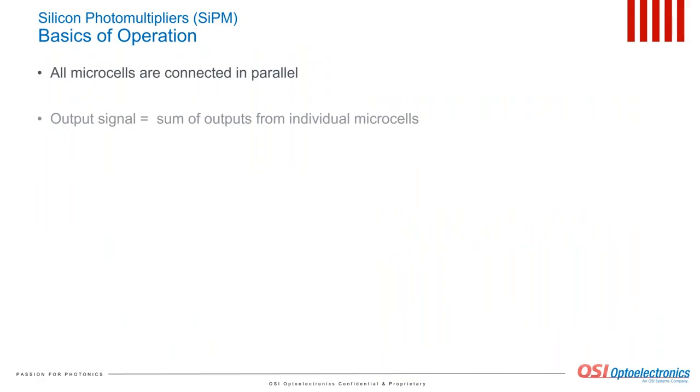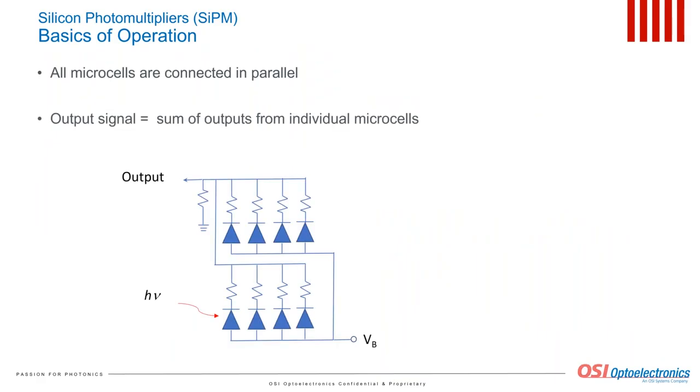In a typical silicon photomultiplier, all microcells are connected in parallel. Each microcell includes the avalanche quenching resistor connected in series with the microcell. The output signal of the SiPM is a sum of outputs from individual microcells. Let's assume that we illuminate the array with a uniform beam of light that covers the entire array.